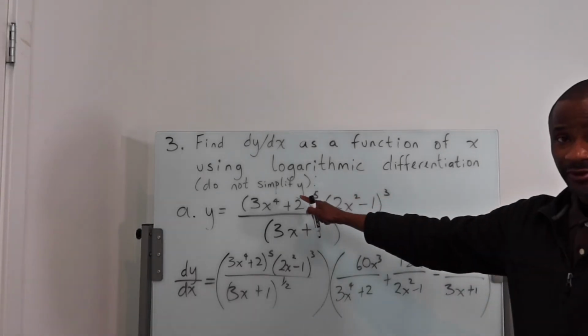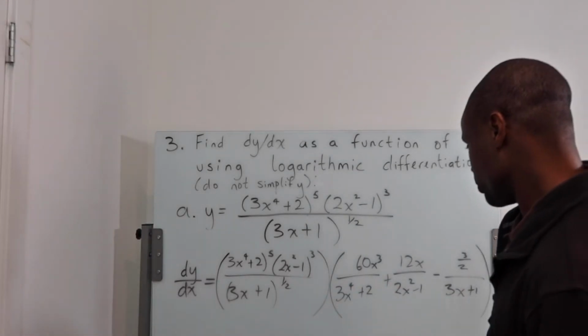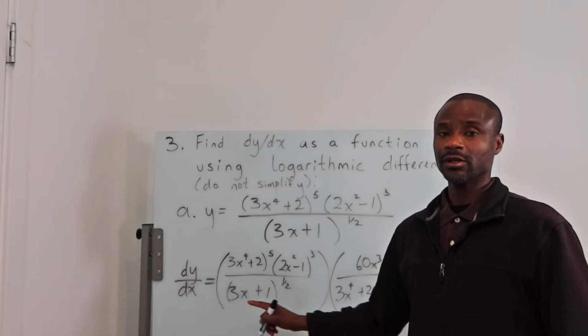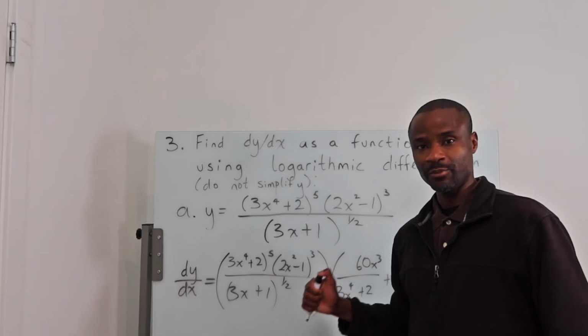We're asked not to simplify, thankfully, or else this problem would be a nightmare. It would be pretty hard to simplify, but we don't have to. We're just being tested on our knowledge of derivatives, especially logarithmic differentiation. That's part A.